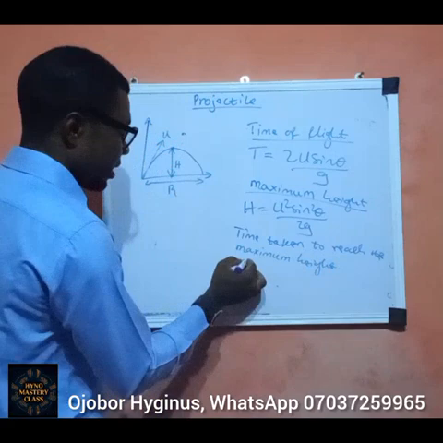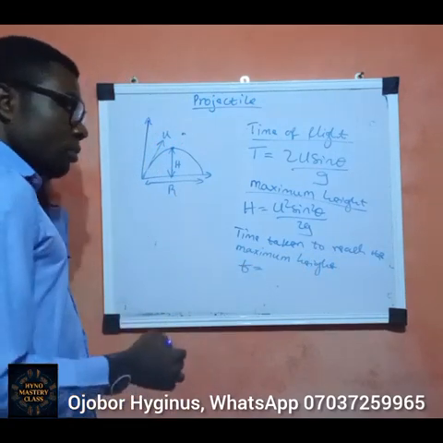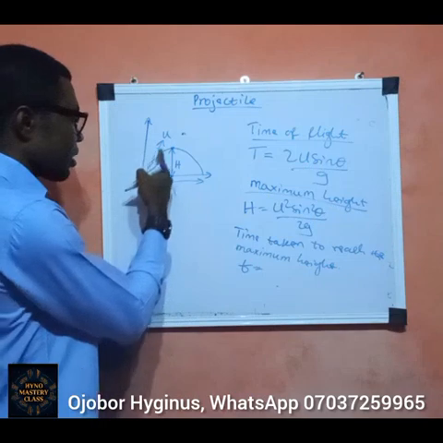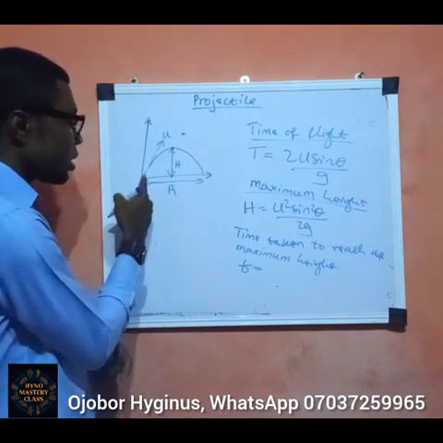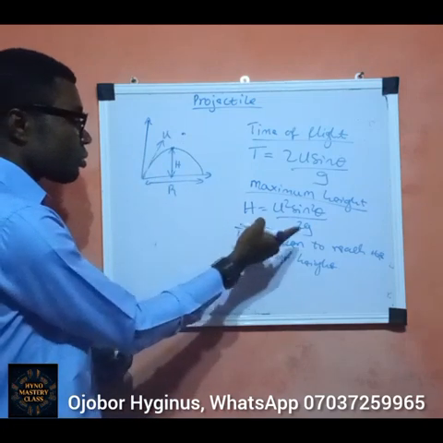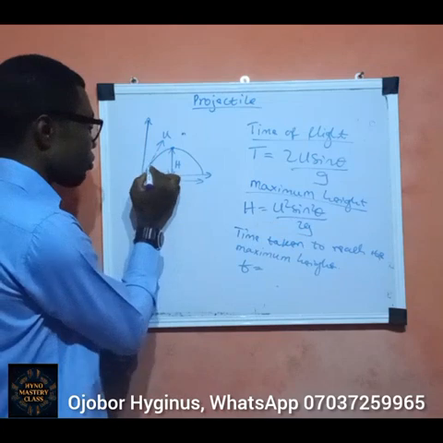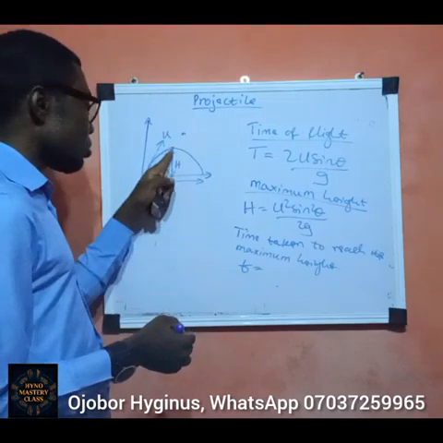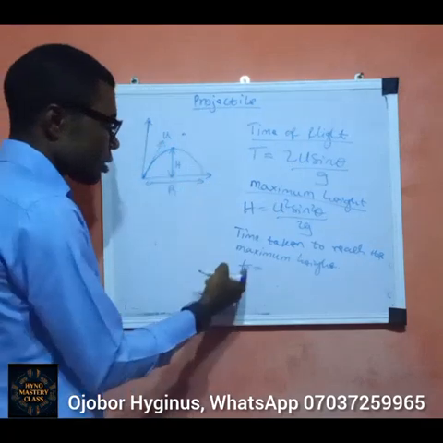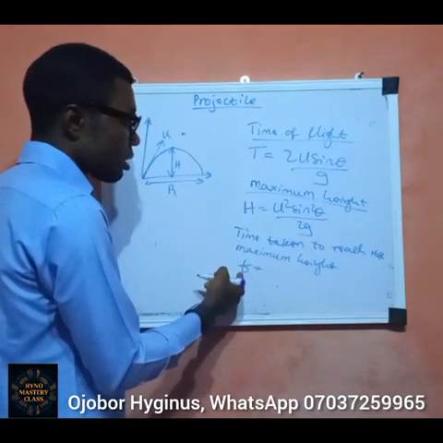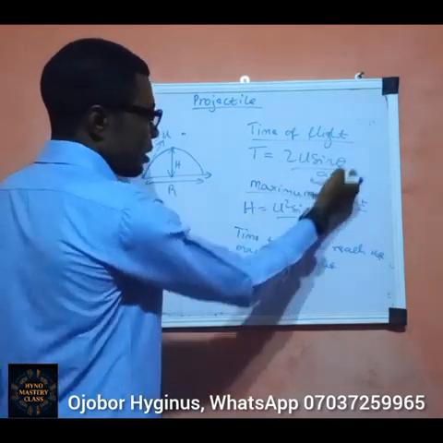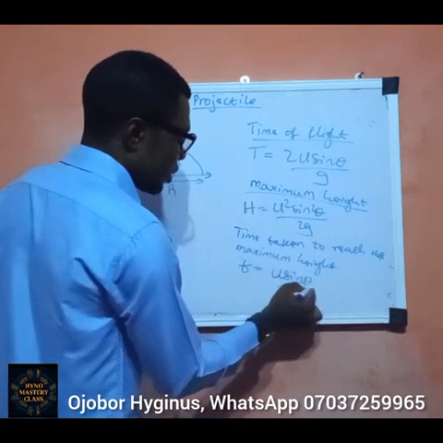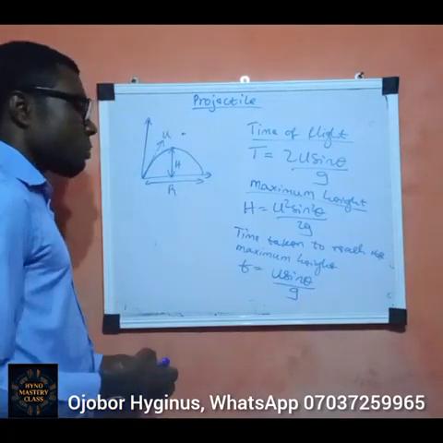Time taken to reach the maximum height is represented with small letter t. If the time of flight is 2u sine theta over g, that is the time it took the projectile to get to this height and return back, then the time it will take it to get to this height, that is time taken to reach maximum height, the time it will take the projectile to move from here to this maximum height is going to be half, because it's dividing this trajectory into two. It's going to be half of time of flight. So the time it took a projectile to get to its maximum height is equal to this divided by 2. And if you divide this by 2, you are going to have u sine theta all over g. So this is the time to reach the maximum height.